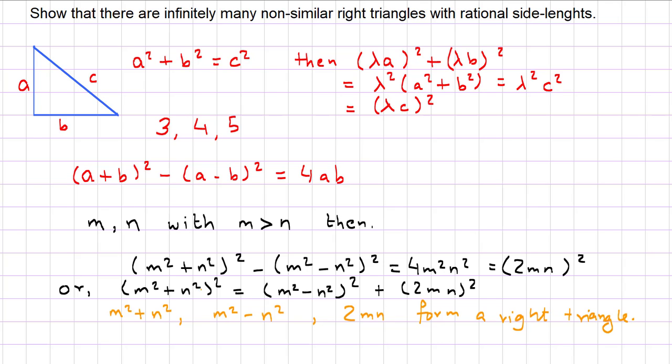We may even say that lambda times m squared plus n squared, lambda times m squared minus n squared, and 2 lambda mn are sides of a right triangle. Since there are infinitely many rational numbers, there are infinitely many such non-similar right triangles where we choose different m and n in different cases.